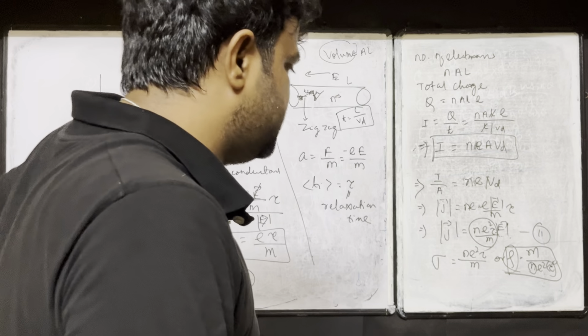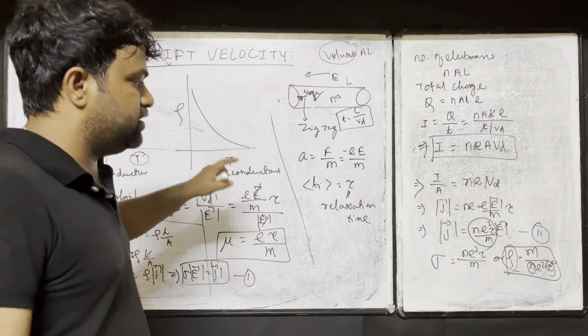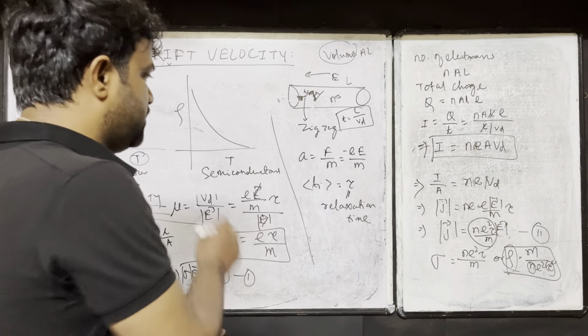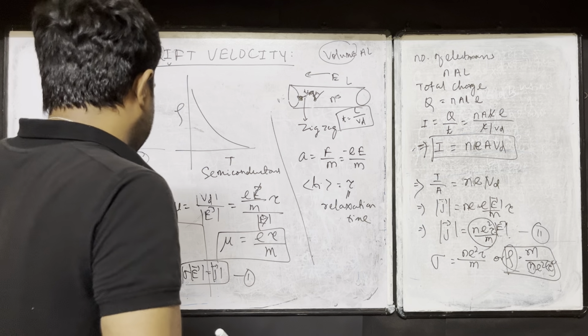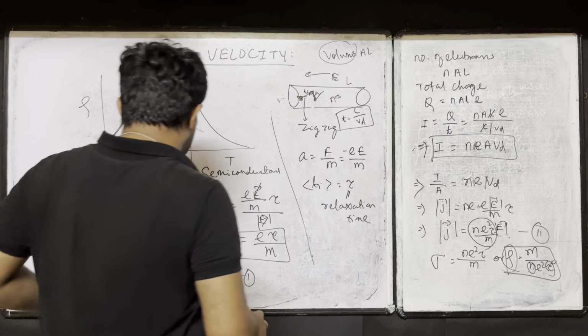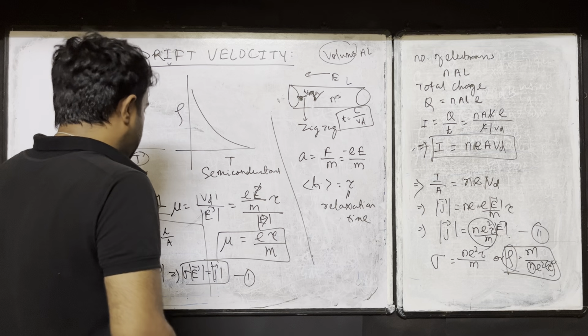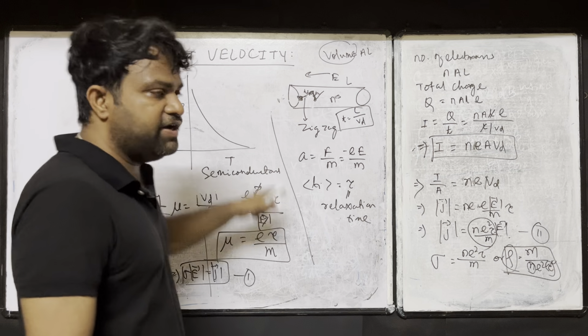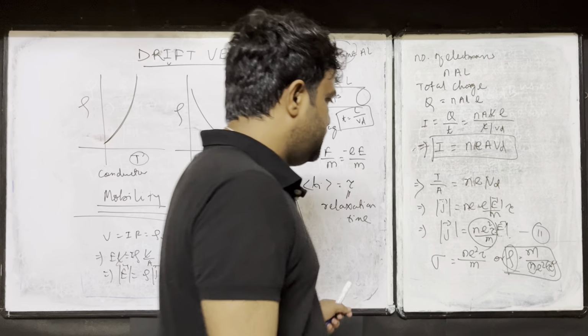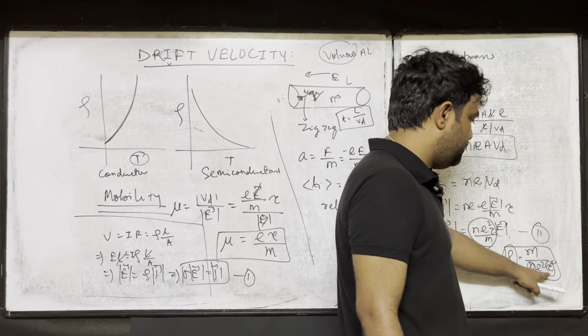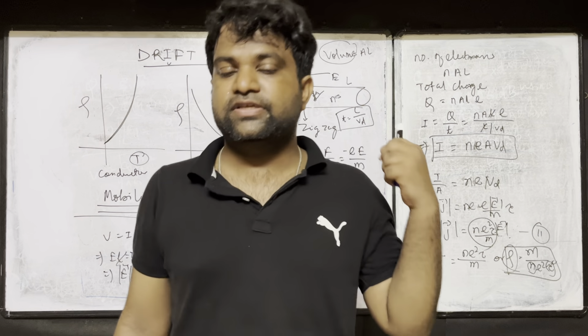Resistivity will increase. So when temperature increases in a conductor, resistivity increases. Now for a semiconductor, what happens? The resistivity decreases as temperature increases. So you will ask why? What is happening for the semiconductor?